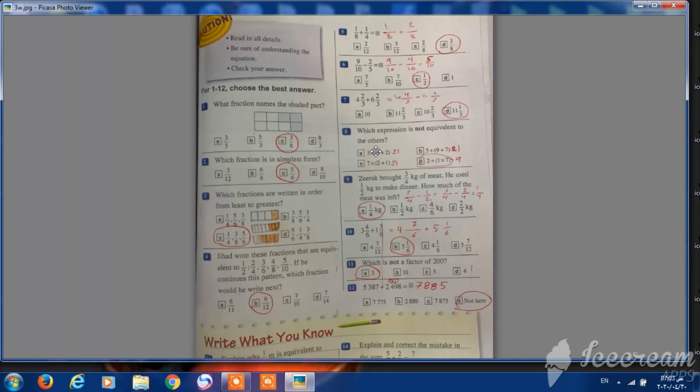Which expression is not equivalent to the others? As the first step we solve the parentheses. After that we do the other operations. 5 plus 2 is 7, 7 times 3 is 21. From there we have 9 plus 7 is 16, 16 plus 5 is 21 also. 2 plus 1 is 3, 3 times 7 is 21. So they are equal to each other, but 1 times 7 equals 7, 7 plus 2 equals 9. So 9 is different from them. D is correct.